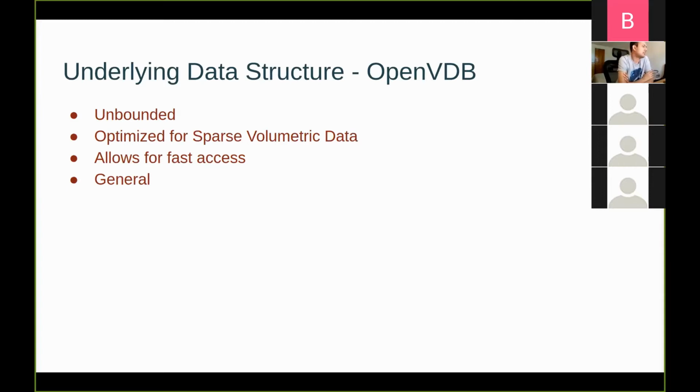Just giving you a quick overview of the data structure. It's called OpenVDB. Some of the key characteristics of this data structure are that it's unbounded, so it doesn't have any size restrictions. You can build very, very large scale maps using this data structure, and it's optimized for sparse volumetric data.